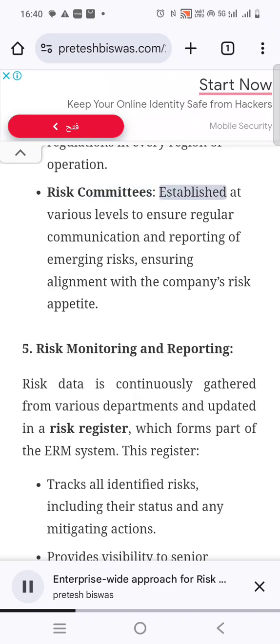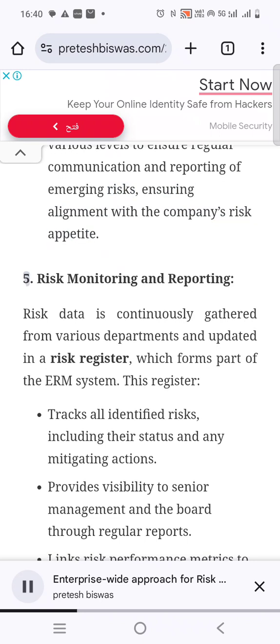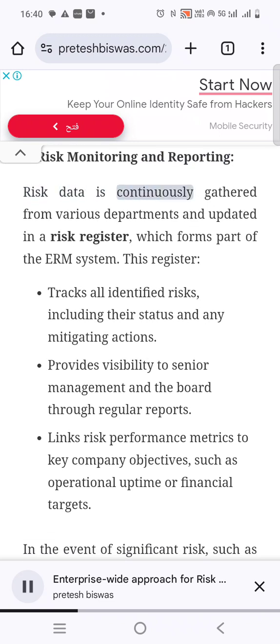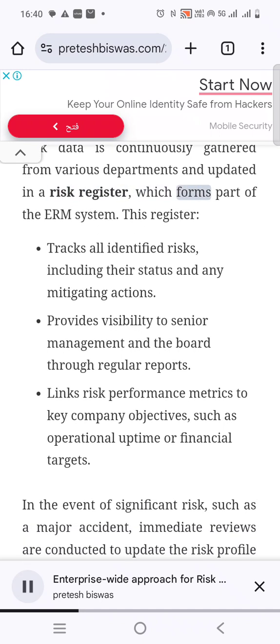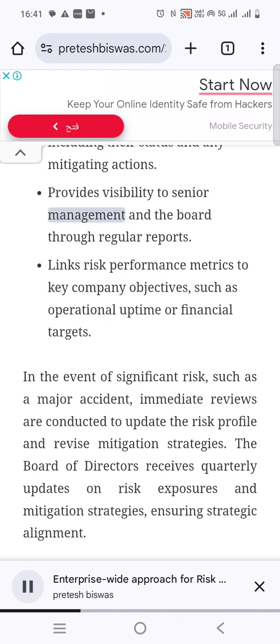Risk committees are established at various levels to ensure regular communication and reporting of emerging risks, ensuring alignment with the company's risk appetite. 5. Risk monitoring and reporting. Risk data is continuously gathered from various departments and updated in a risk register, which forms part of the system. This register tracks all identified risks, including their status and any mitigating actions. It provides visibility to senior management and the board through regular reports.